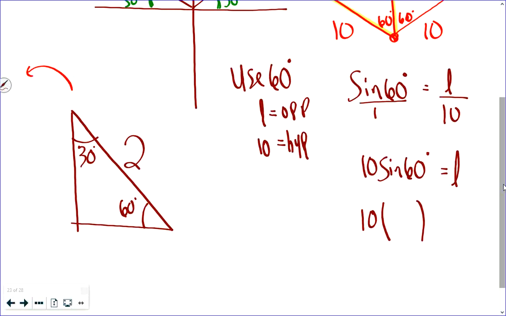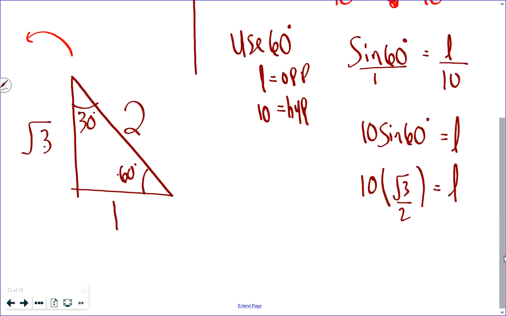On this triangle, we label the hypotenuse as 2. We remember that the shortest side is 1. And hopefully you remember the side across from the 60 is root 3. The bottom line is, looking at this triangle, sine of 60 is opposite over hypotenuse. It's root 3 over 2. So that length is root 3 over 2 times 10. We can simplify that because 10 divided by 2 is 5. So that length, L, is 5 root 3.